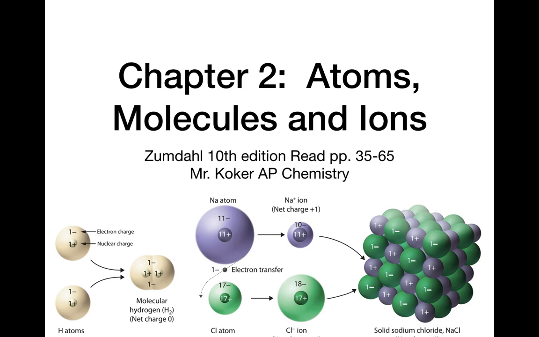And the chlorine atom has gained an electron to fill its p sublevel and now has 8 valence electrons and 18 total electrons. And it is now larger than the sodium. So the chlorine atom was actually smaller than the sodium atom, but the chloride ion is actually larger than the sodium ion.